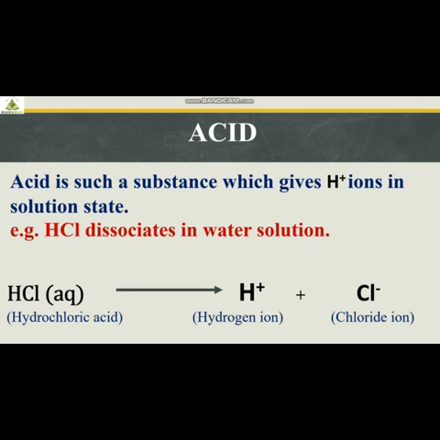For example, HCl, that is hydrochloric acid, dissociates. Dissociates means breaks down in water solution. If you see HCl aqueous solution, aqueous means water solution, hydrochloric acid in aqueous solution gives hydrogen ion H plus and chloride ion Cl minus. H has a plus sign and Cl has a minus sign. Please remember this. This is a cation and this is an anion. So acid is a substance which gives hydrogen ions in solution state.